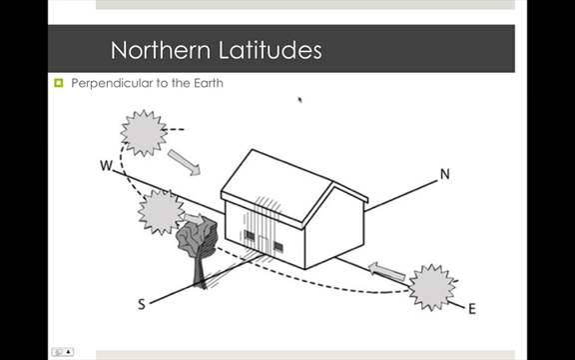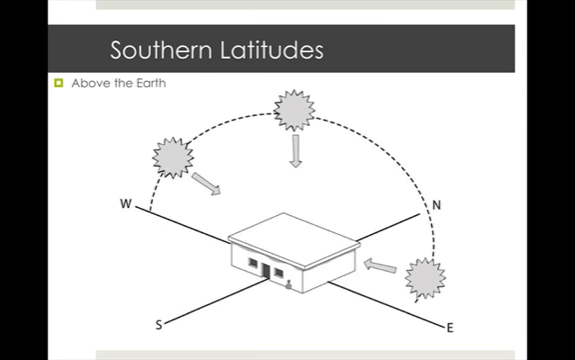In northern latitudes, further away from the equator, the sun is more perpendicular to the earth. So you can see here that it's rotating more even with the sides of the house. In southern latitudes, the sun angles are more directly above the earth.